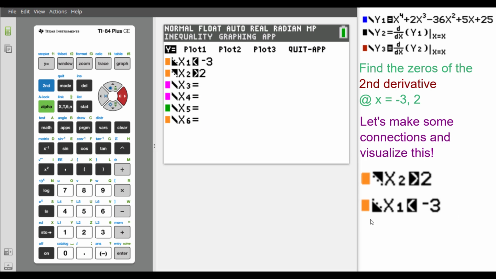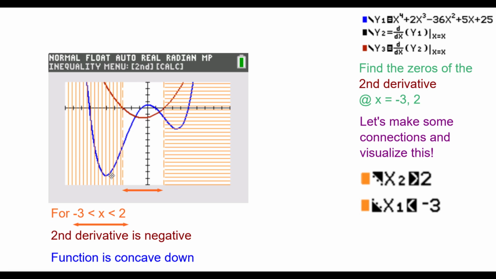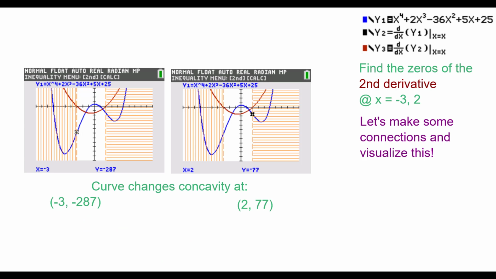And finally, we'll graph both of these at the same time. And so for the unshaded region, when x is between -3 and +2, the second derivative is clearly negative, and the blue function is concave down. You'll notice that the curve changes concavity at these 2 points right here.